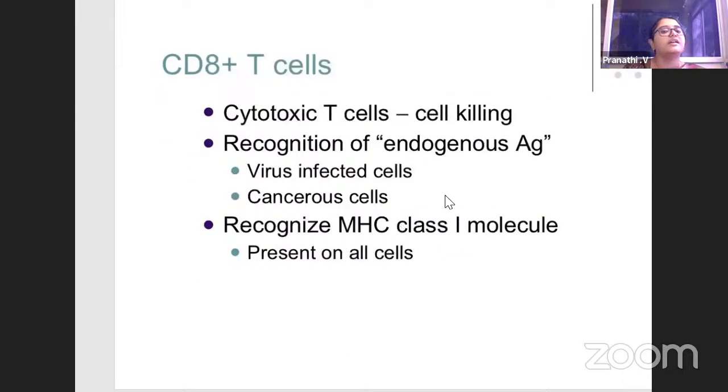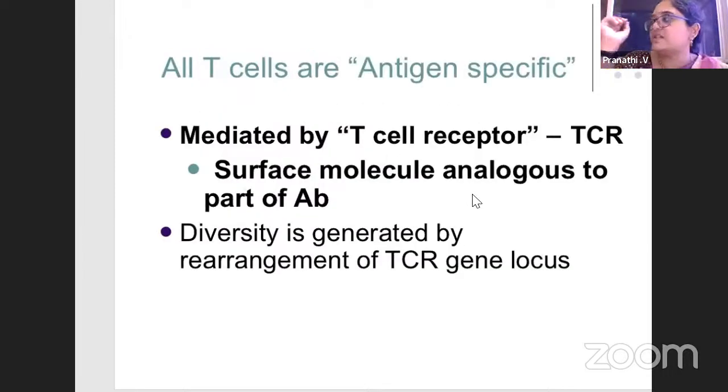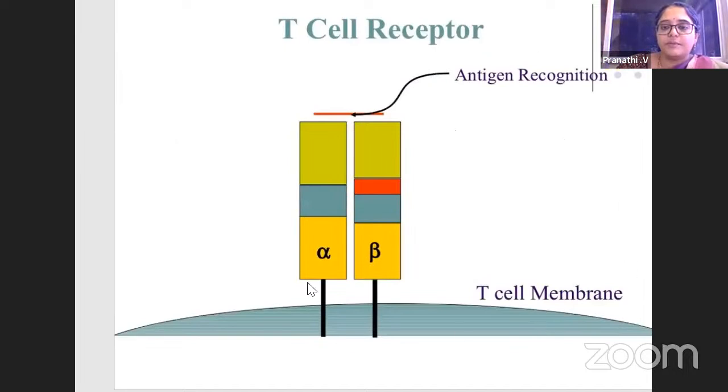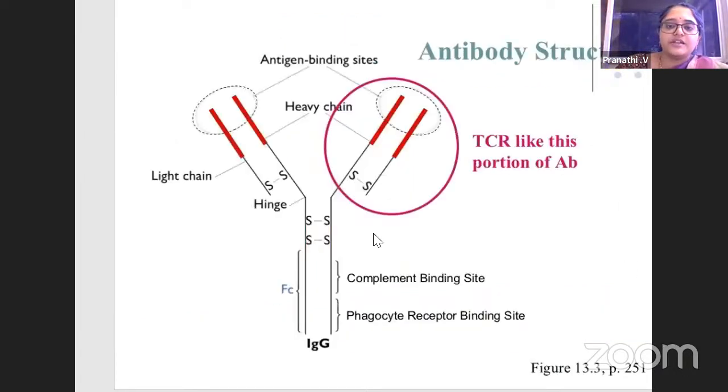CD8 recognize the endogenous antigen, especially the viruses and the cancer cells. They recognize the MHC class 1, which is present on all the cells. So in diseases such as HIV, your CD4 and CD8 cells are being destroyed, because of which you are not able to catch hold of the virus, and the antigen presenting cell is not able to come and identify the virus in the first place. So because of which you have a problem. So this is how the antigen recognition takes place.